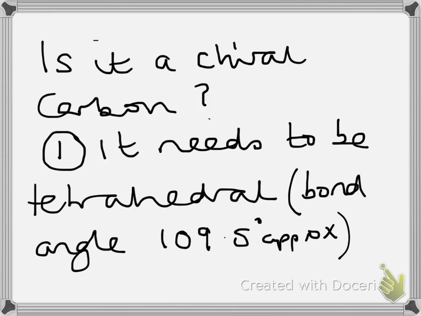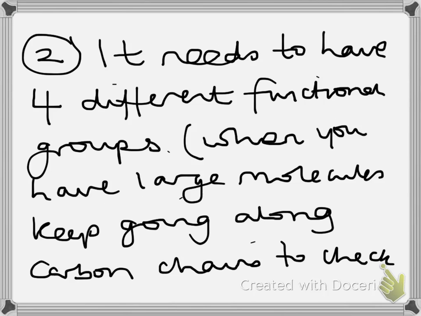The first thing is the carbon needs to be tetrahedral around it. So you're looking for a situation where you've got the bond angle approximately 109.5. If it's square planar, for example, in a carbonyl in a ketone or an aldehyde, then it can't be chiral. So you are looking for a tetrahedral carbon.